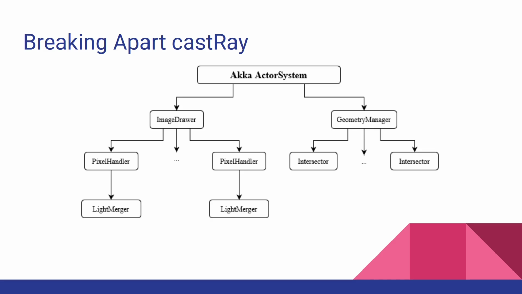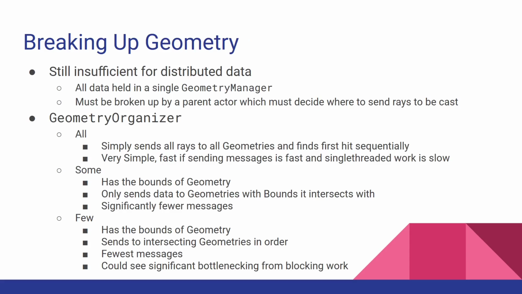Now, on the other side, we have the geometry managers, and the geometry managers have these intersectors. We ended up specifically with either 8 or 16, but there can be as many or as few as we want, and we defined it based on the number of threads in the given machine it's being run on. However, this still isn't sufficient for distributed data.